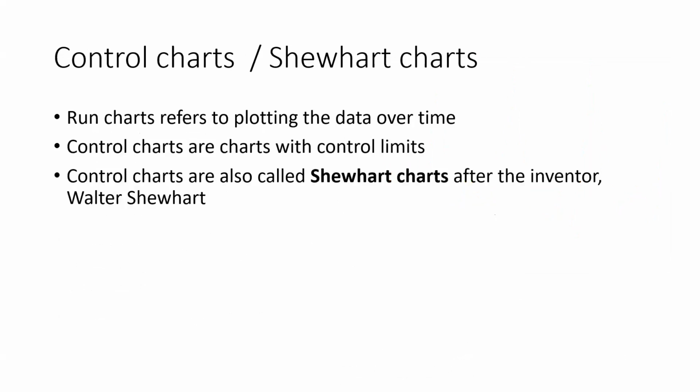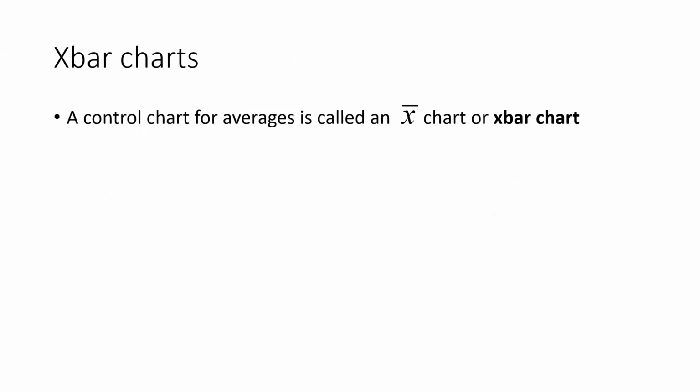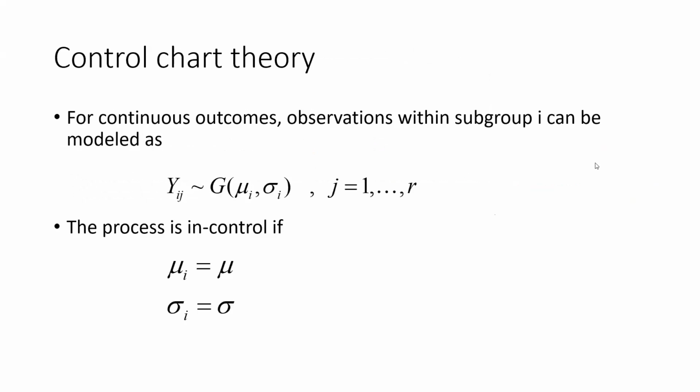Now, control limits are exactly the same as confidence limits here, with one specific level of confidence. The control charts are also called Shewhart charts after their inventor, Walter Shewhart. You can do these things for individual observations, but if you plot them for averages, and here we have an average for each day, then they are called X-bar charts for the obvious reason.